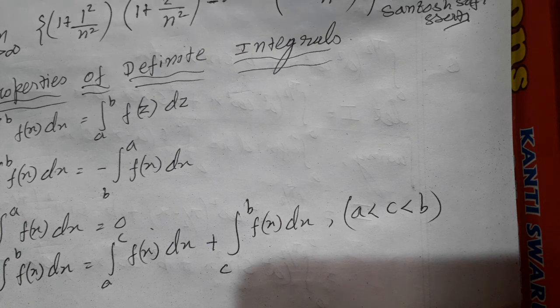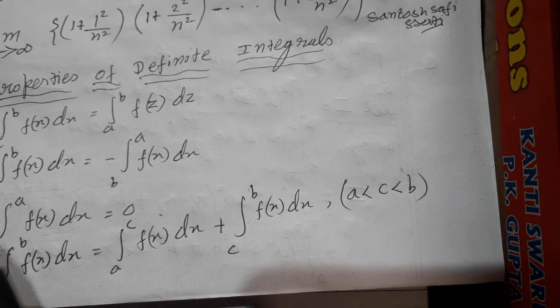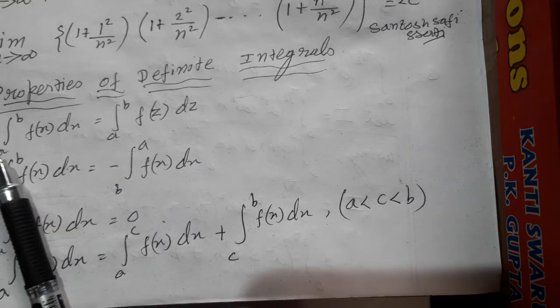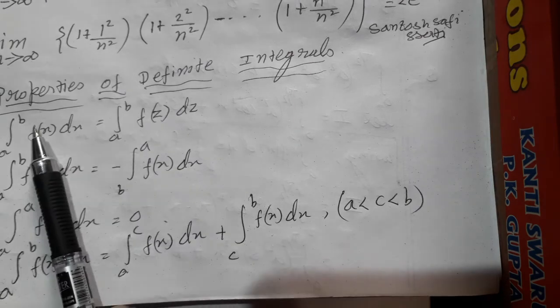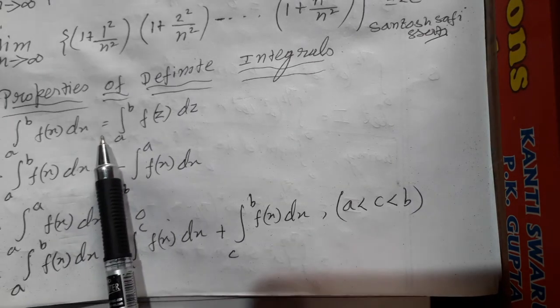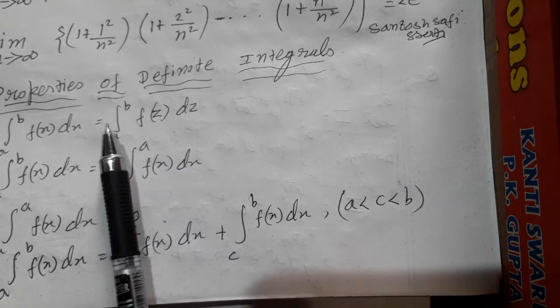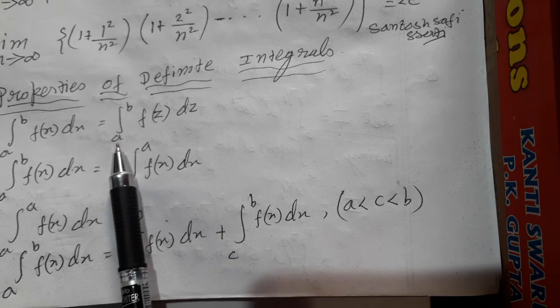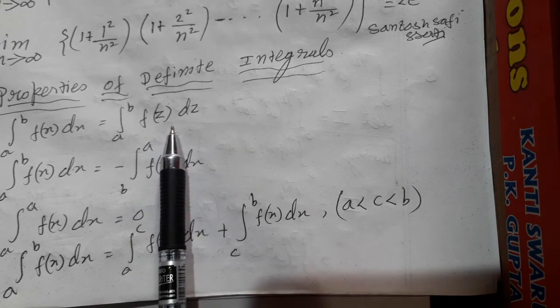In this video, I'm going to explain the properties of definite integral. There are many properties of definite integral. The first property is that the integral from a to b of f(x) dx is the same as, if you change the variable, the integral from a to b of f(z) dz.